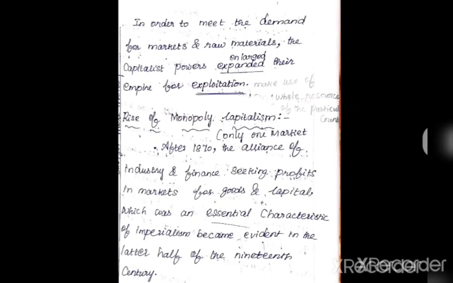Then next, what is given? In order to meet the demand for markets as well as raw materials, what did the capitalist countries, the European powers, do? They expanded their empire for exploitation. So you can write it down, children. It is given on page number 1, you can check it.